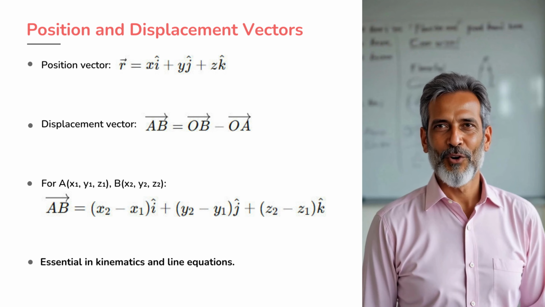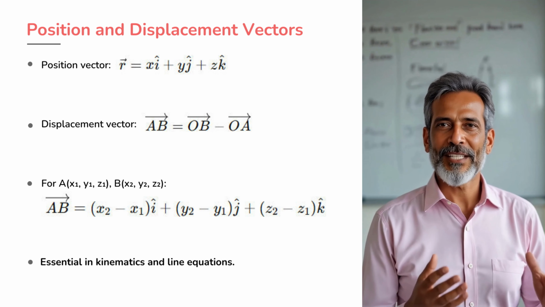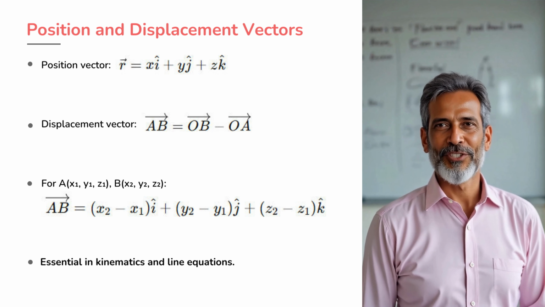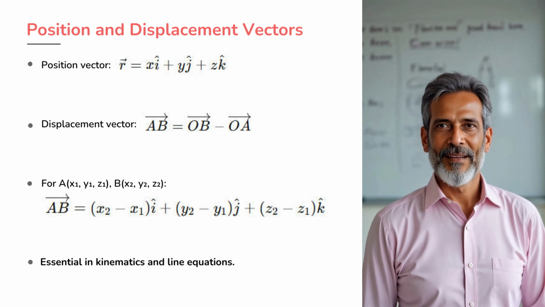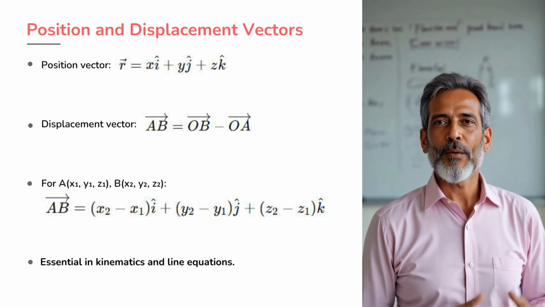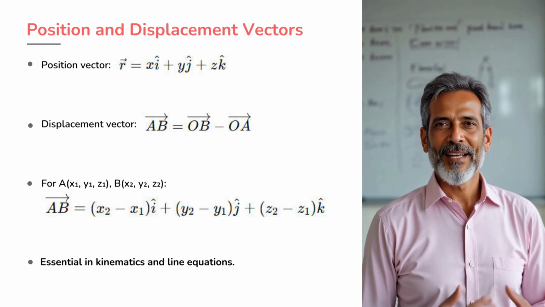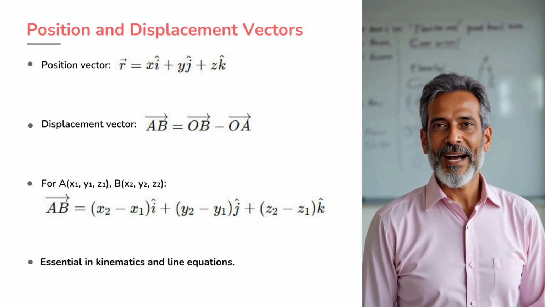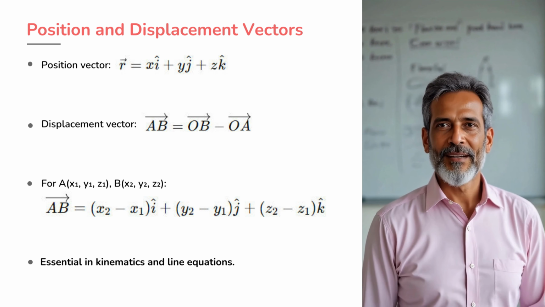Now, let's talk about vectors that describe points in space: position and displacement vectors. A position vector shows where a point is located relative to the origin. If the point has coordinates x, y, and z, then the position vector r is written as x î + y ĵ + z k̂. This tells us exactly how far along each axis we are from the origin.